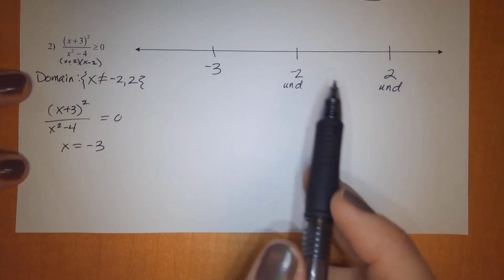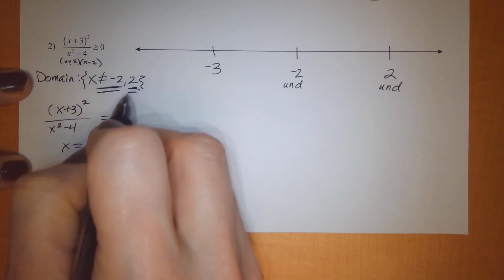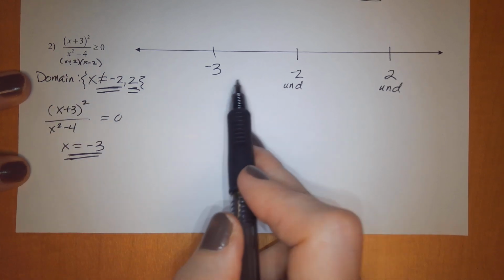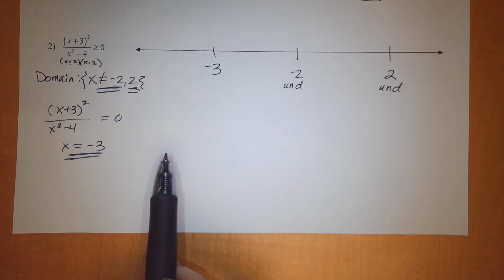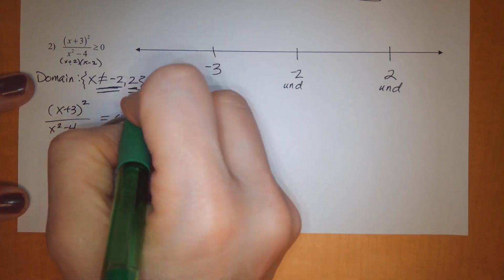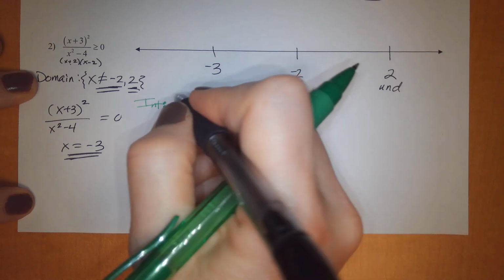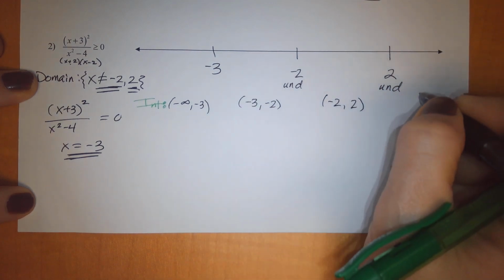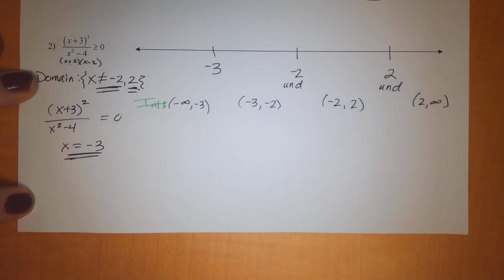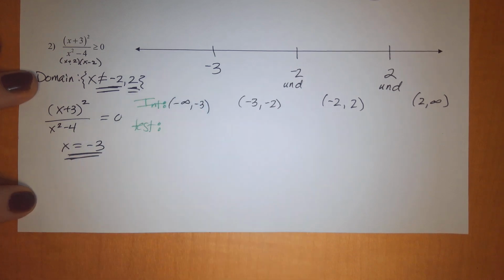Now I realize I didn't draw this to scale, but that's okay. So these are going to be my boundary areas. I'm looking at 2, negative 2, and negative 3, and those are going to be my boundary areas for which I need to test. So let's go ahead and test these intervals. The first interval I'm going to test is from negative infinity to negative 3, and then from negative 3 to negative 2, from negative 2 to 2, and then again from 2 to infinity. So those are going to be the 4 intervals.